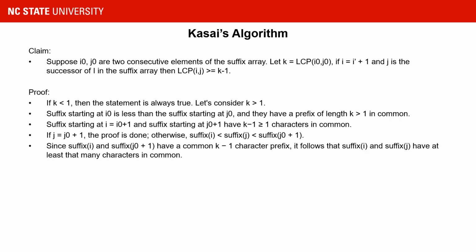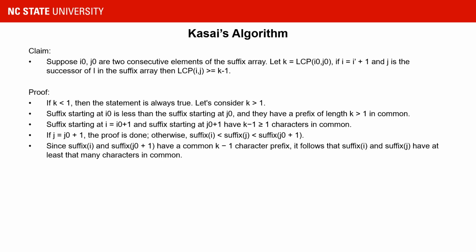So now let's walk through the proof step by step. First we'll handle the base case. If k is less than 1, then the statement is always true. So let's consider the case where k is greater than 1. We know that the suffix starting at i0 is less than the suffix starting at j0, and they have a prefix of length k greater than 1 in common. Now let's consider the suffix starting at i equal to i0 plus 1 and the suffix starting at j0 plus 1. These two suffixes have k minus 1, greater than or equal to 1, characters in common.